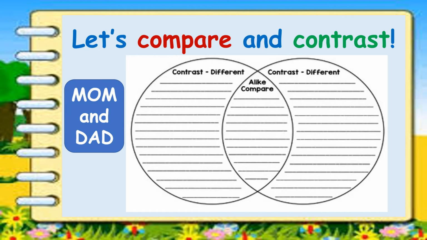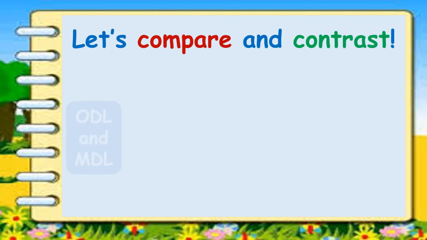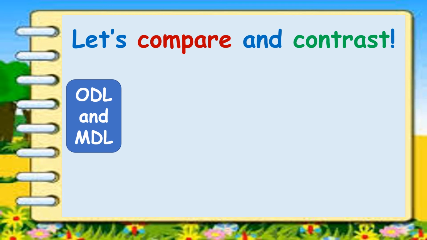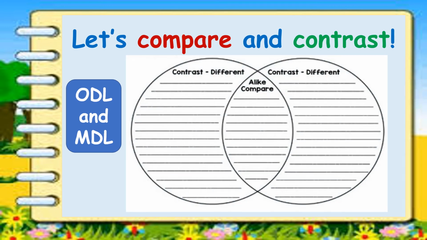Okay, so you may ask help or assistance from your parents or anybody that you can ask assistance from in your home. Okay, so you can do this maybe later on. You can also compare and contrast online distance learning or ODL and modular distance learning, MDL. So let's see what are the similarities and differences of these two learning modalities. Okay, so you can do that later. You may use your pen and paper.